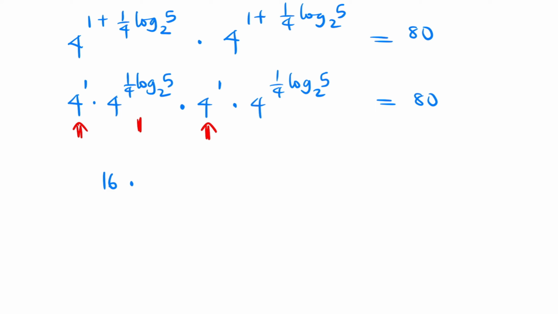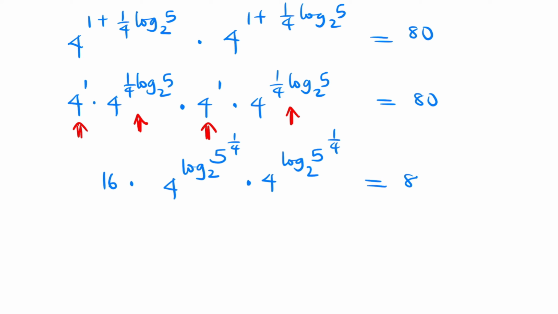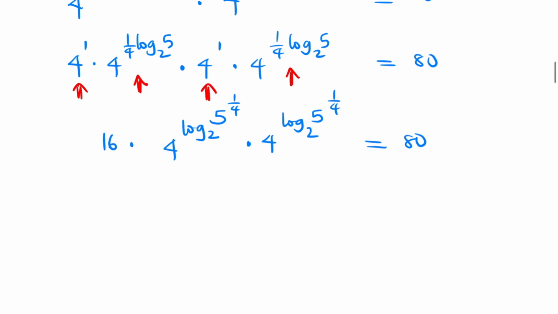the expression here can be expressed as 4 raised to power log 5 raised to power 1 over 4 base 2. The same thing to the last expression. So this becomes 4 raised to power log 5 raised to power 1 over 4 base 2, and it should still give us 80.